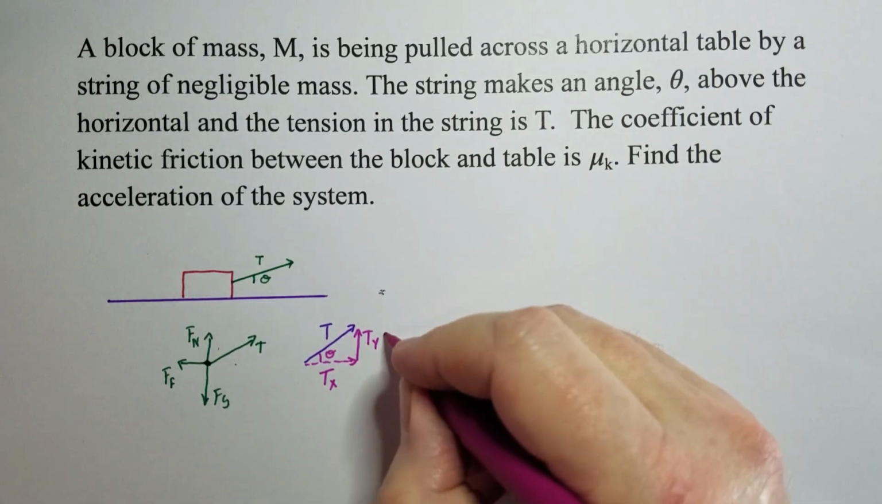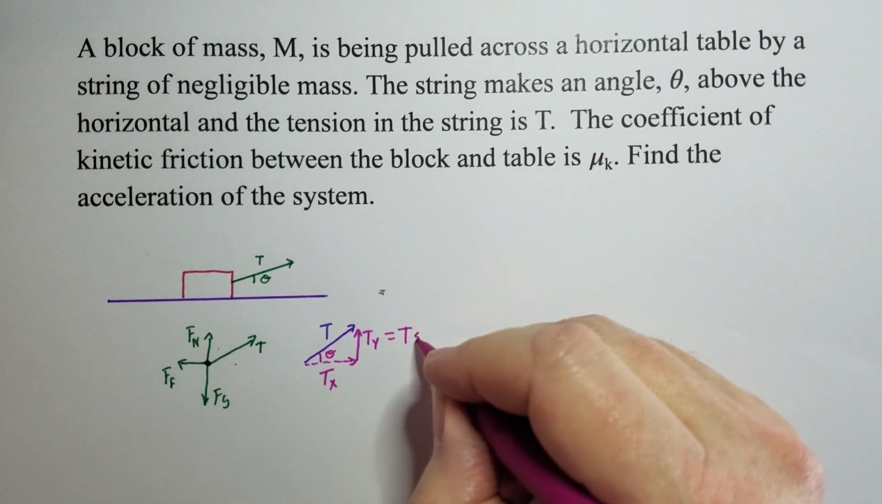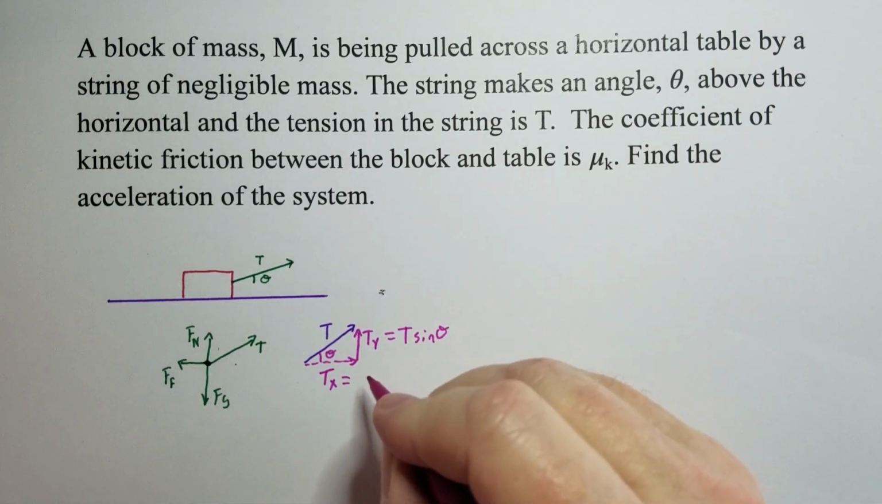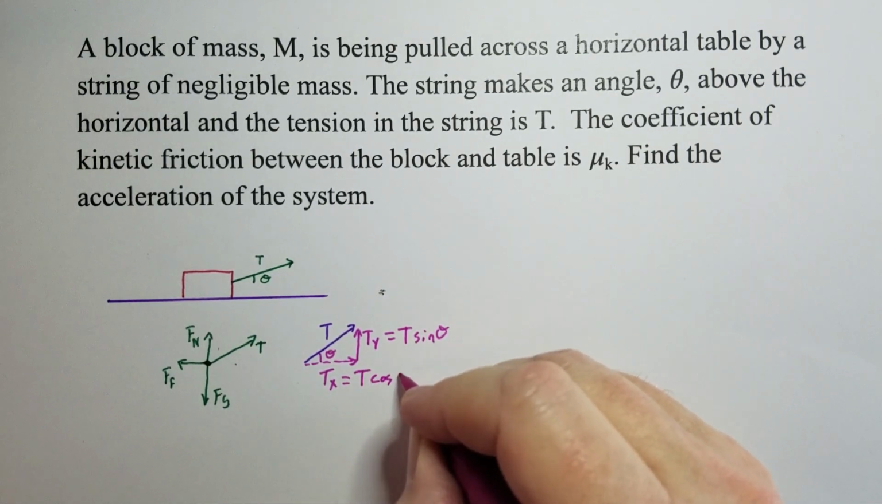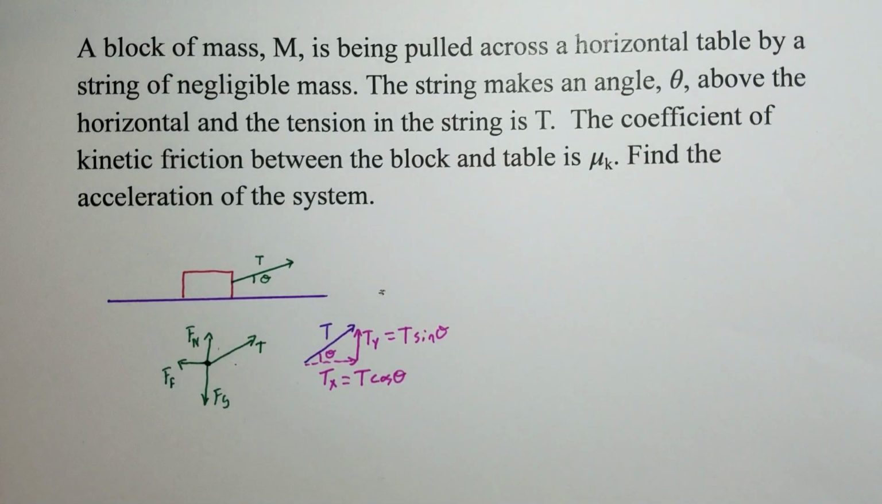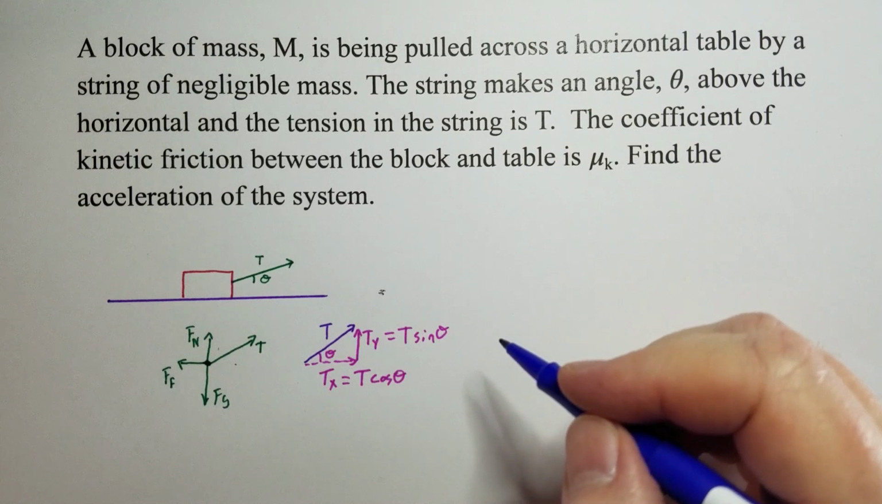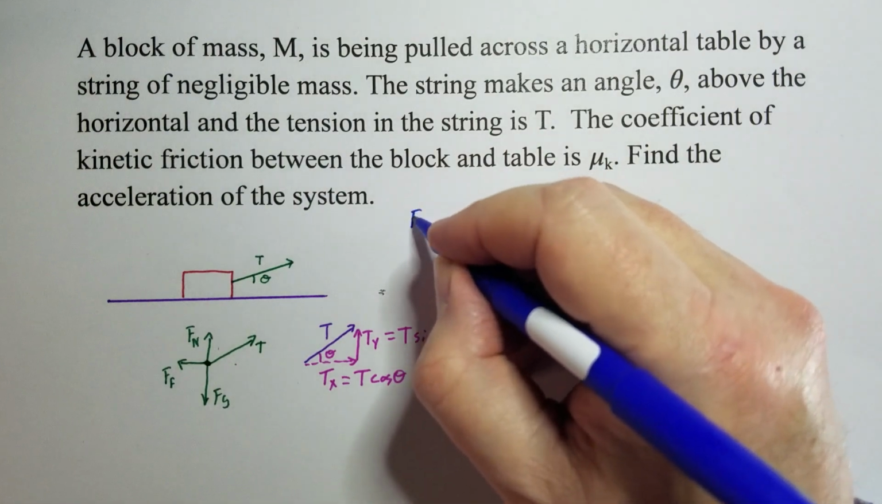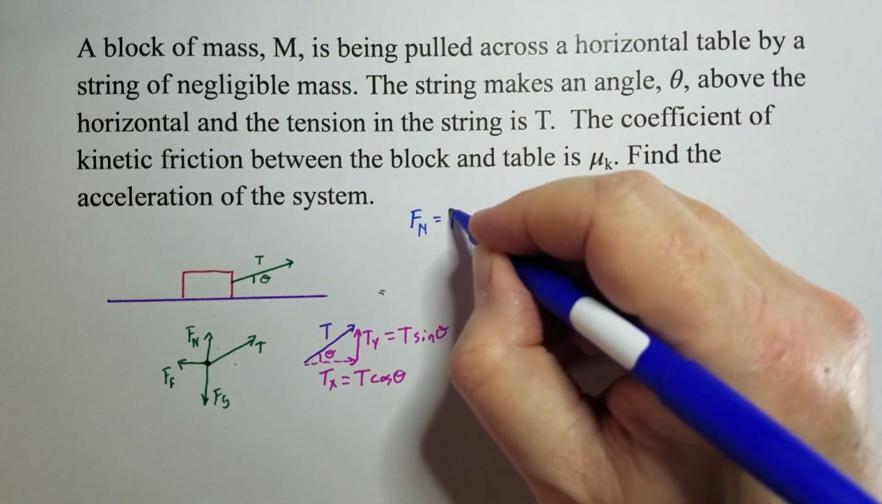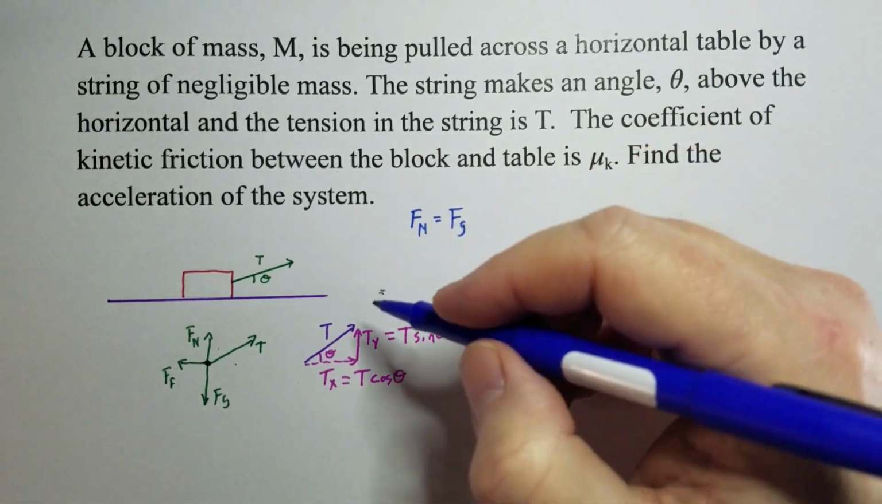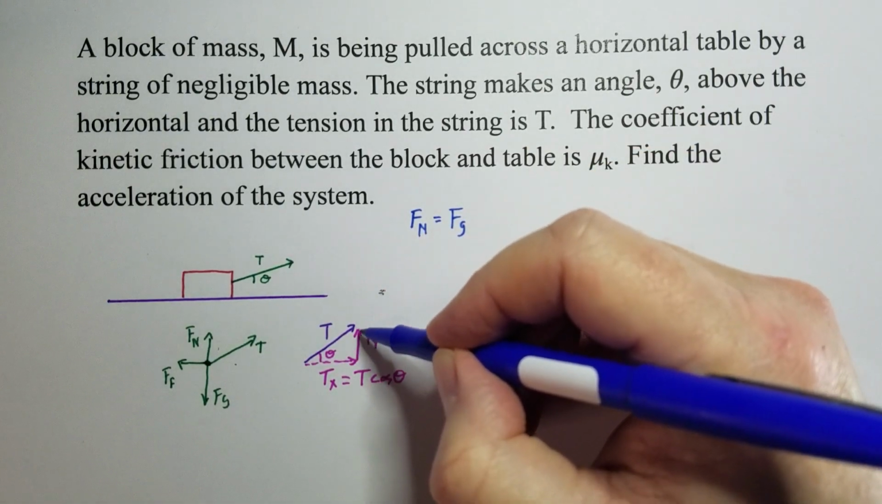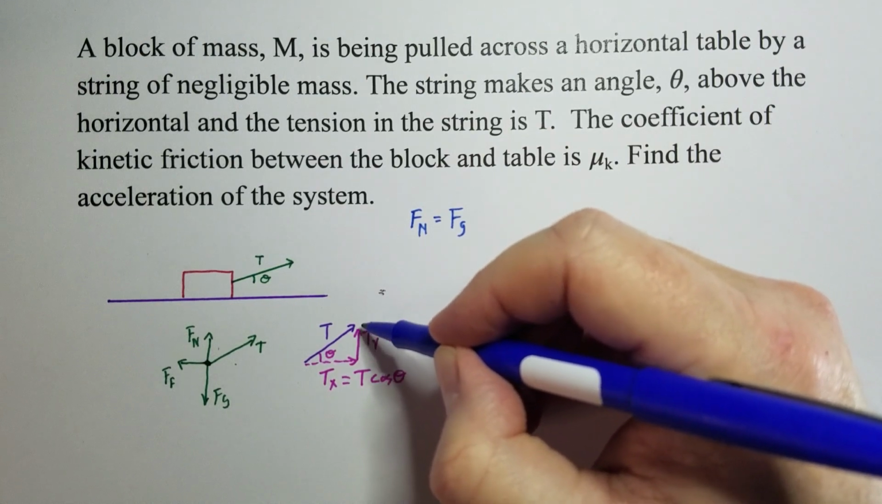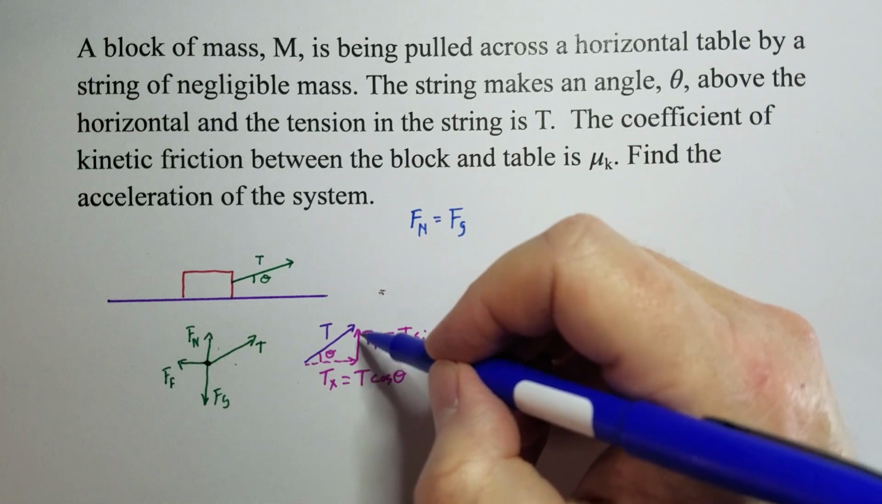And so this part that's lifting it will be T sine theta. The part that's pulling across the table is tension cosine theta. So we had to break those up into components, and don't do that on the free body diagram. Do it separately. All right, so let's see what we've got here. Well, let's figure out the normal force. The normal force is usually equal to the weight of the object, but in this case, this force is picking up on it. So it's not having to hold up the entire weight of the block. It's only holding up a portion.